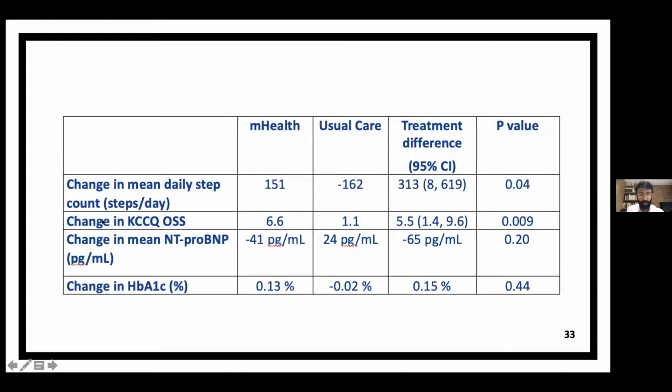Also, I'm going to walk you through this busy slide here. The first one was the mobile health. We see that the median step count delta was more than 300 between the two arms. The change in the KCCQ with the mobile health arm was quite significant. Remember, the higher the KCCQ, the better the score. M health increased the median KCCQ by 6 points versus usual care only went up by 1 point. So this was a statistically significant change. There was no change overall in the markers of congestion or A1C within our particular study.